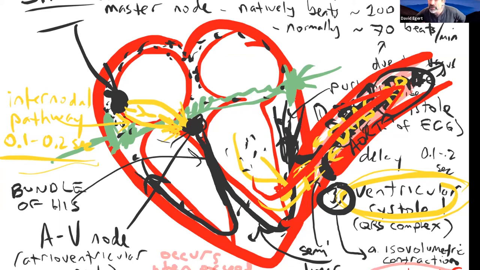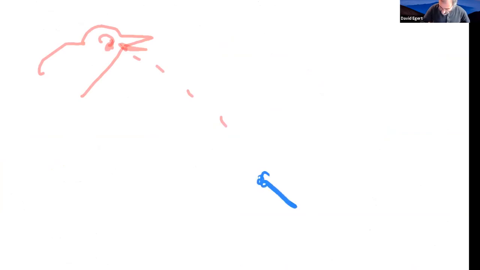Again, think about being in a saloon. This is a bird's eye view of the saloon, looking down. And here are some saloon doors. The saloon doors will only swing this way.